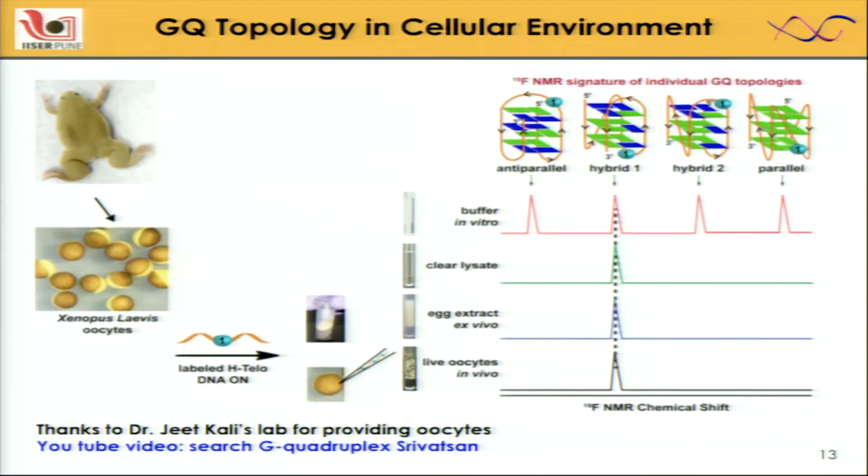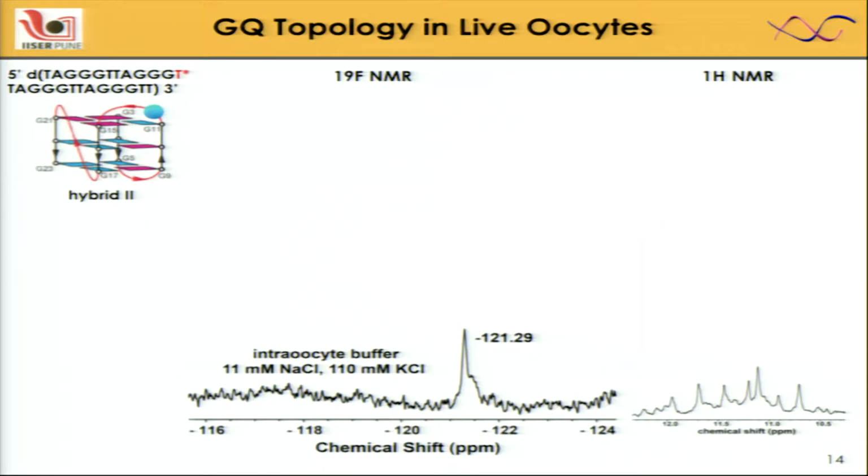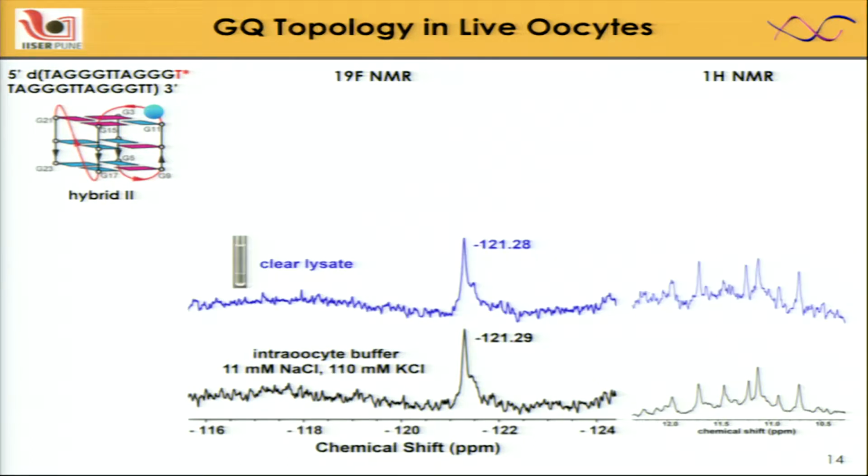The next thing we did is that we used frogX to study G quadruplex formation in live cell models. Essentially, if the signatures are maintained throughout the analysis from a clear lysate to egg extract to live cells, then you can predict the structure. I'll just show one example here for a hybrid 2 structure. It forms a signature in the intra-oocyte buffer condition, and in clear lysate it also maintains the signature peak for the hybrid structure, and in egg extract also. And when we micro inject and then analyze, it shows the formation of the hybrid structure, and it does not get converted into the parallel structure, which has been thought about.